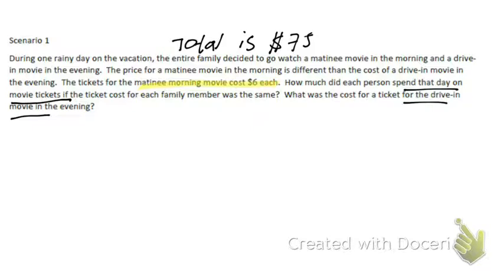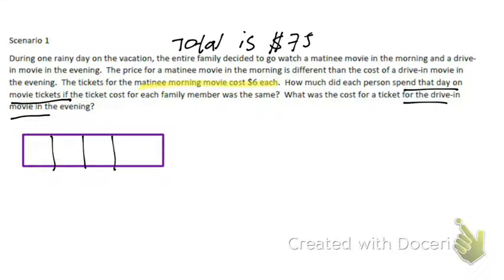We're going to start off with the tape diagram. How many boxes are we going to draw? We're going to draw 5, right? 1 for each person of the family, or for each member of the family. We got the dad, the mom, and the 3 kids. This is for the movie.